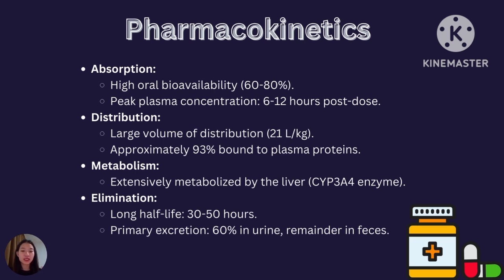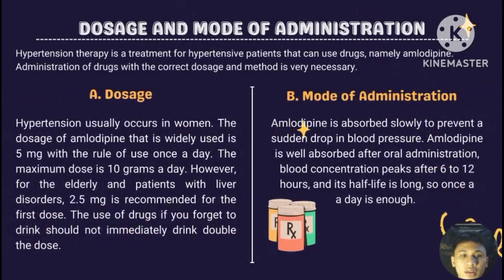Its metabolites are inactive. And elimination of the drug. The drug has a long elimination half-life of 30 to 50 hours, which supports once daily dosing. It is primarily excreted in urine, 60%, with the remainder excreted in feces. So these are all about the pharmacokinetics of amlodipine. Okay, next is dosage and mode of administration.